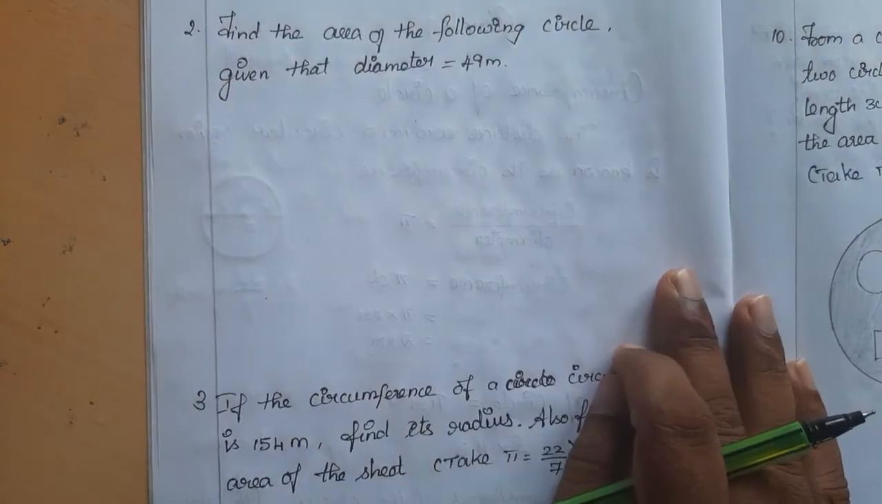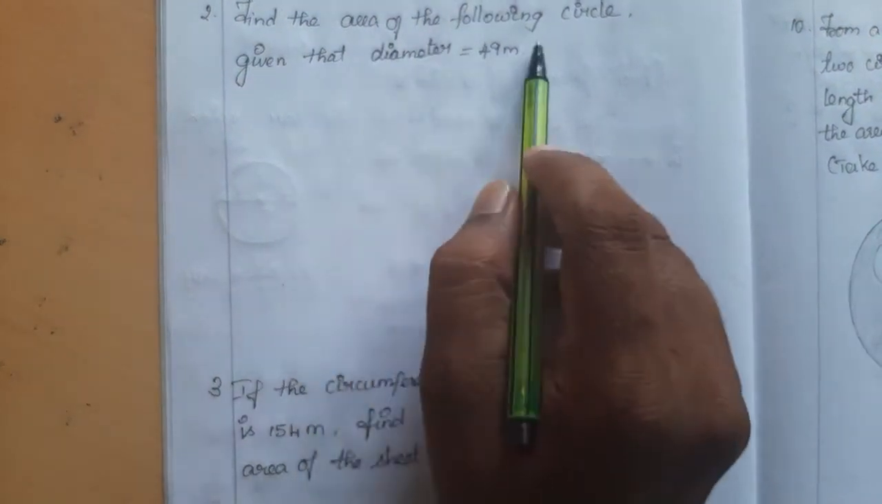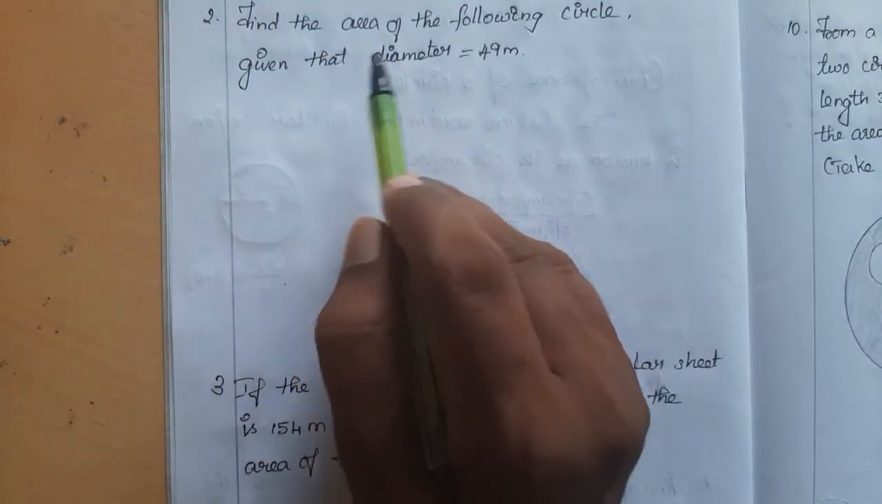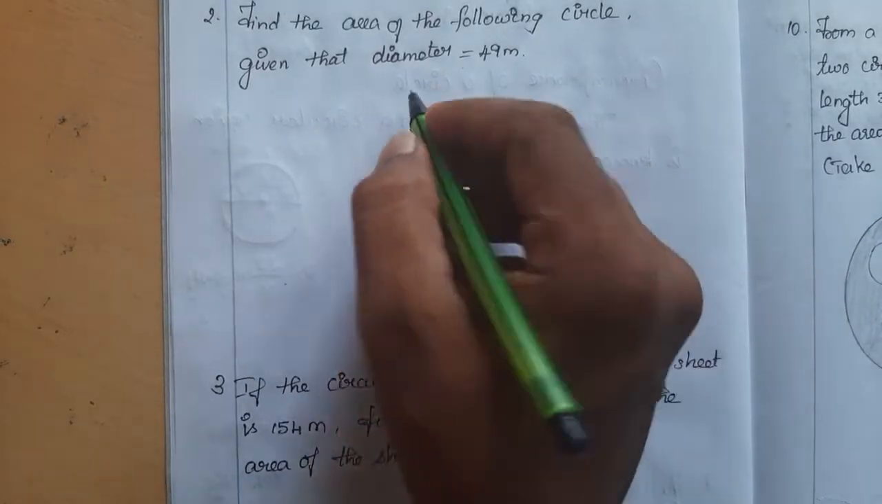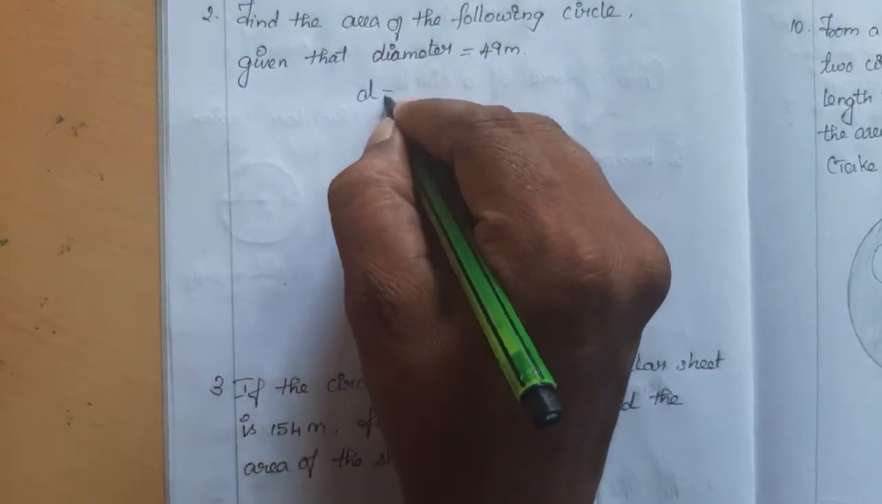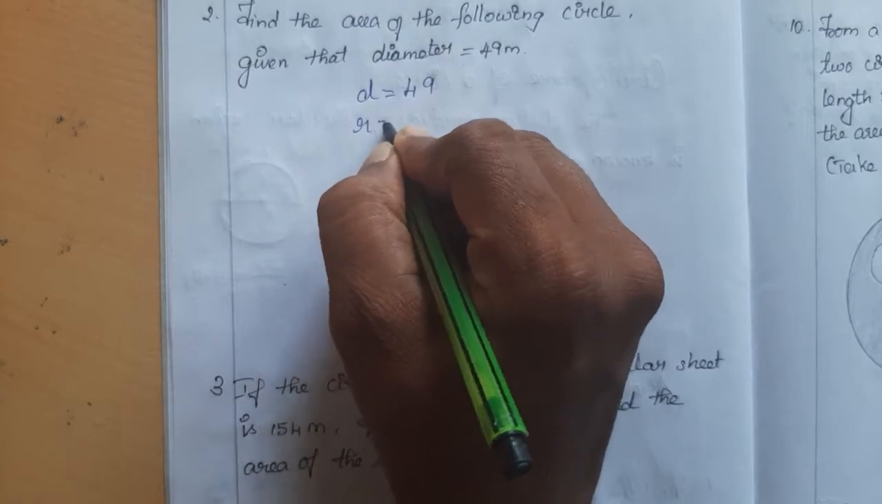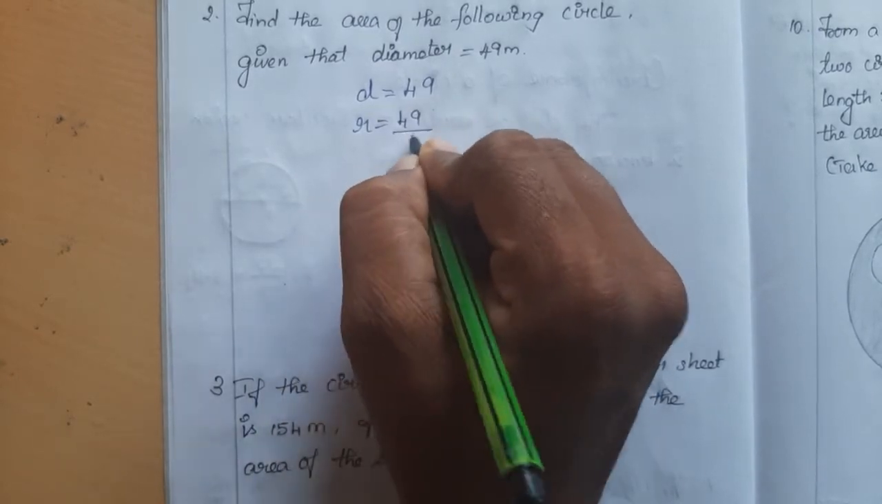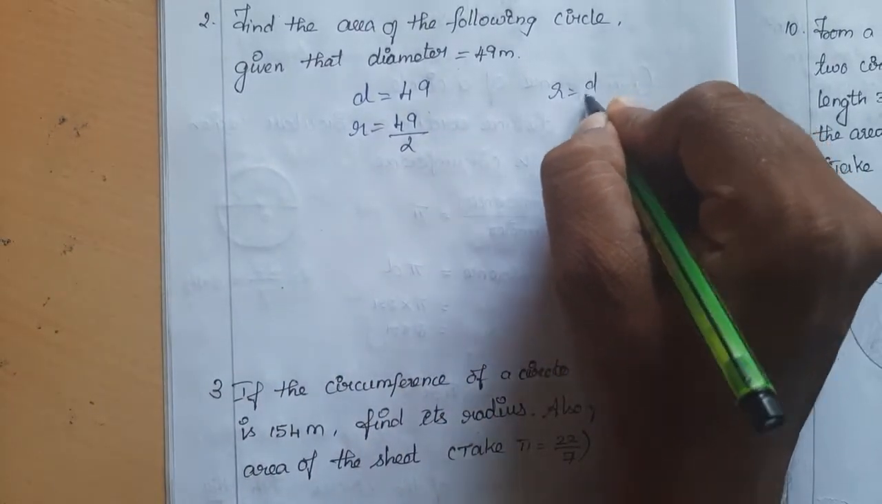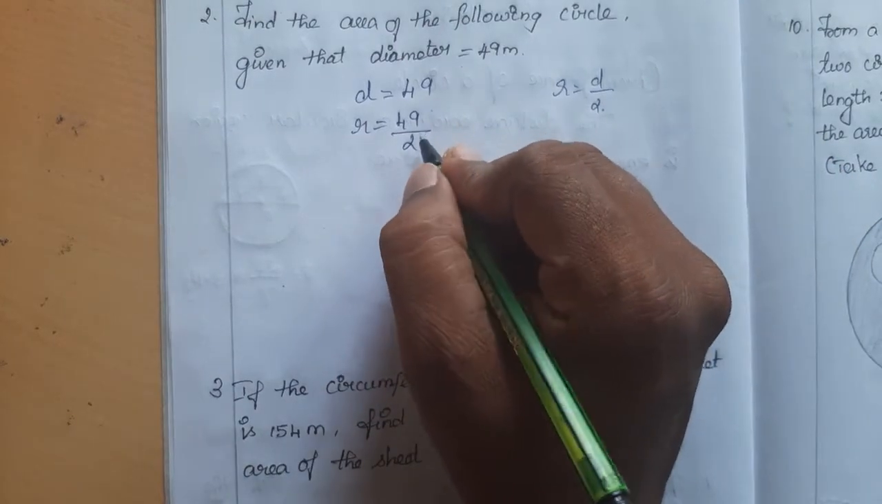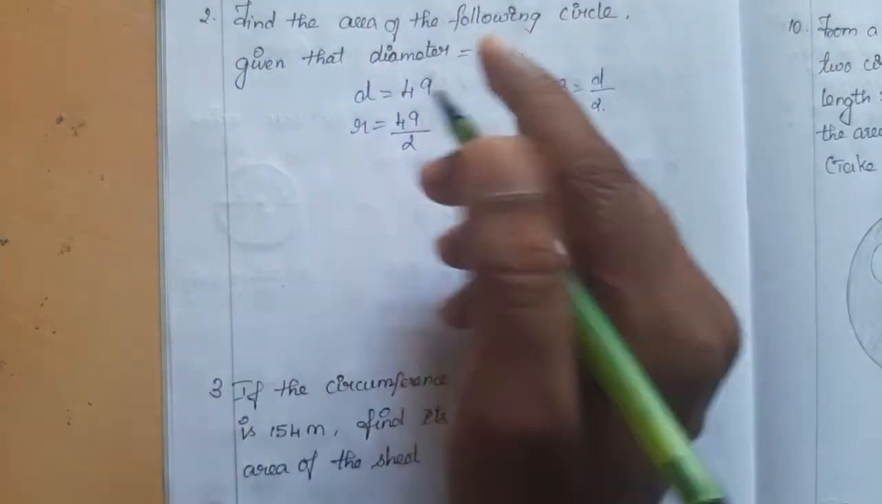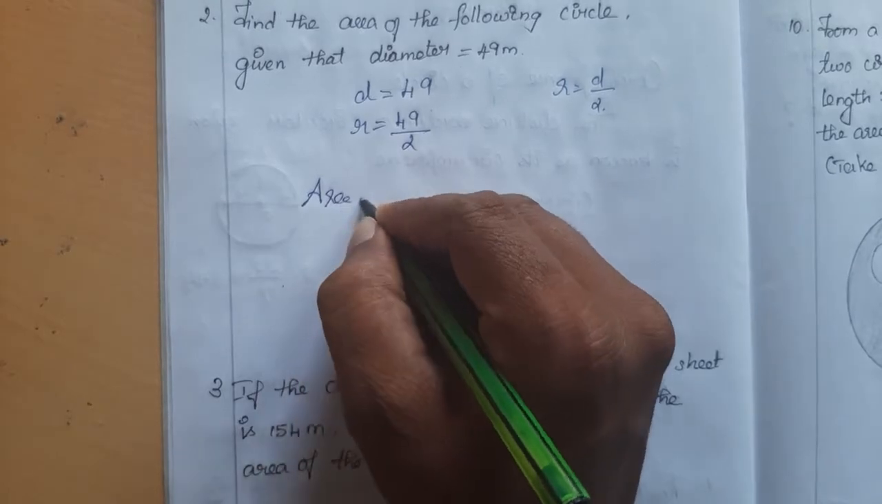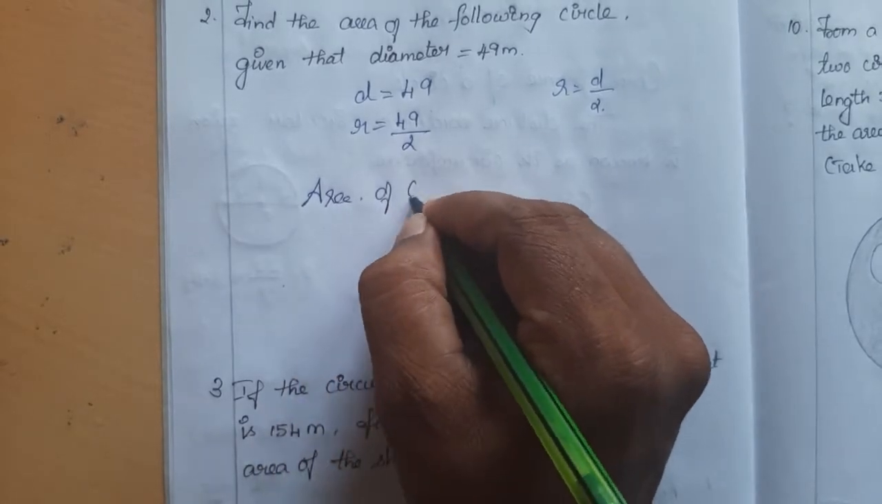So here we go for the next problem. Find the area of the following circle given that the diameter is equal to 49 meter. We have to find the area. Given diameter is 49, then what is the radius? Half of that, 49/2, right? The radius is equal to half of the diameter, 49/2. If we divide we will get a decimal, so let it be there. We will substitute directly in the area.